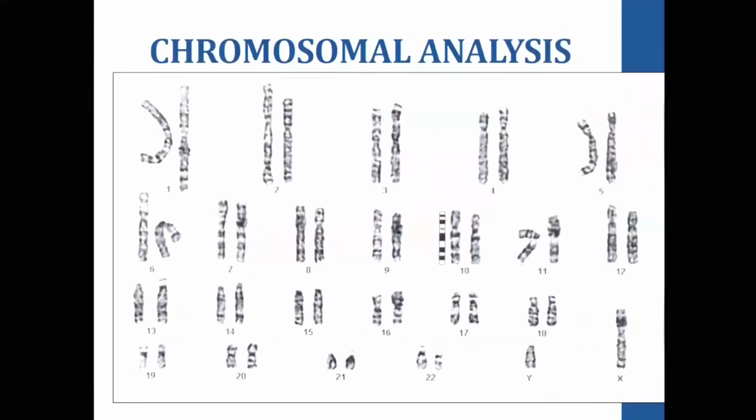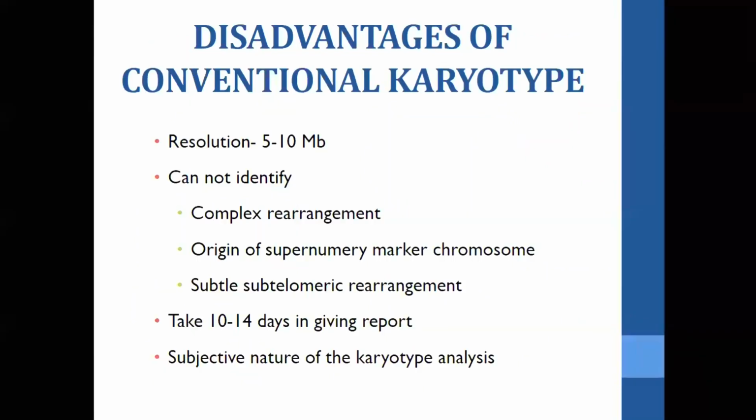So this is a picture of karyotype. Yes. So this is the GTG banding. The disadvantage of karyotype is that the resolution is only 5 to 10 megabase. And on karyotyping, we cannot identify any complex rearrangement. We can identify a marker chromosome, but the origin of that marker chromosome will not be identified.